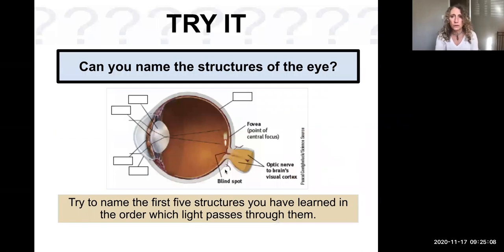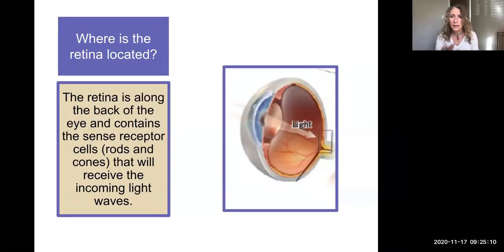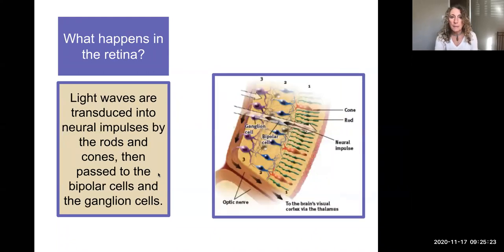We're going to go through these different structures in class. So I'm going to go past that and continue on. The retina, like I said, contains the rods and cones, and it's going to receive the incoming light waves. All right, so here we are. Light hits the back of the eye. All right, so there is a little bit of a neural impulse process, chemical process.